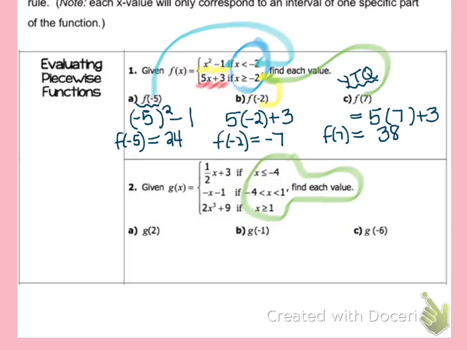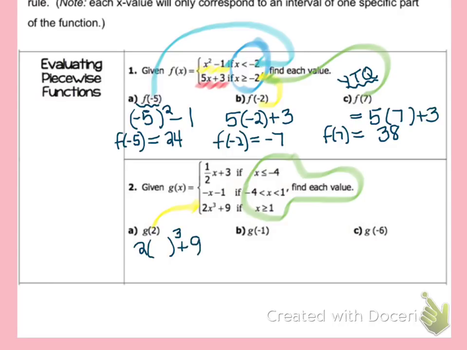So g of 2. The first thing you have to do is take a look and see which part of the function 2 belongs in. The 2 belongs in the interval right here, because 2 is greater than or equal to 1. And so I'm going to substitute it into this function right here, 2x cubed plus 9.